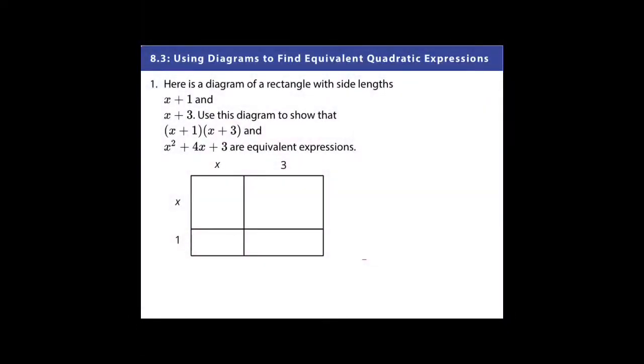So example 3, number 1. Here's a diagram of a rectangle with side lengths x plus 1 and x plus 3. Use this diagram to show that x plus 1 times x plus 3 and x squared plus 4x plus 3 are equivalent. So filling this out, we get x squared here, 3x, x, and 3. And then writing that out, you get x squared plus 3x plus x is 4x plus 3. So that is equivalent.